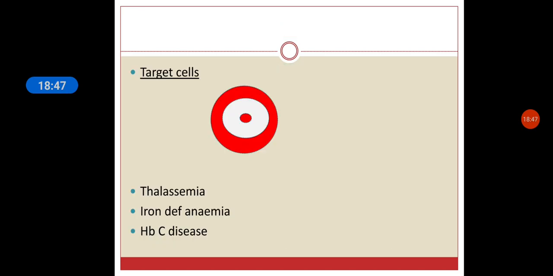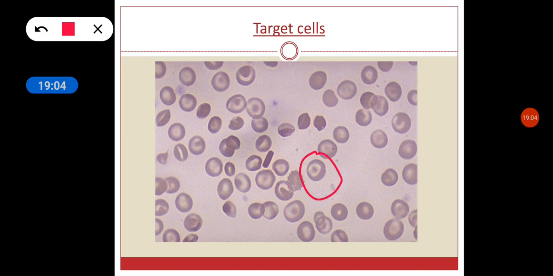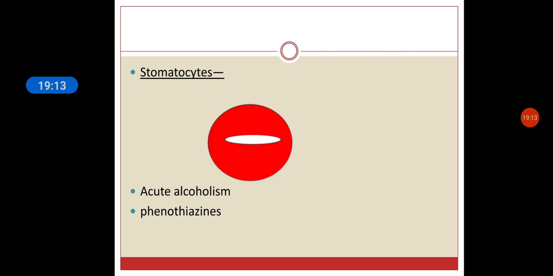Then in cases of thalassemia, or in cases of iron deficiency anemia, you can get target cells, or in cases of HbC disease. These are the target cells which you can see here. See, it has both peripheral and central hemoglobinization, that's why the particular appearance of a target. Sometimes you will find stomatocytes. Instead of a target, it is elongated like that.